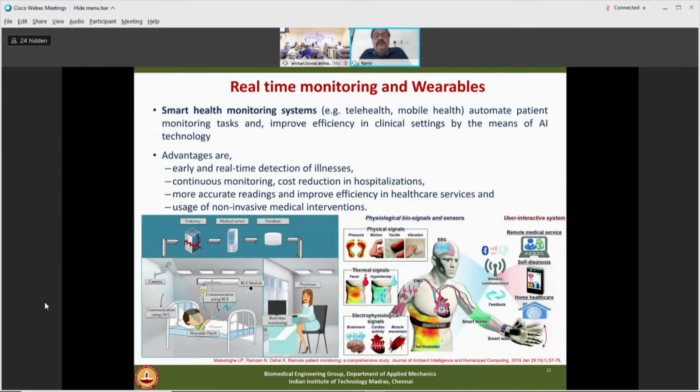Look at real-time monitoring and wearables. These are health monitoring systems. They automate patient monitoring tasks and improve efficiency in clinical testing. For example, in this case, we can have thermal imaging. You can continuously have thermal imaging for COVID-19 or related respiratory disorders. You can also have multimodal image fusion, data fusion or decision fusion. You can take signals from all the associated sources.